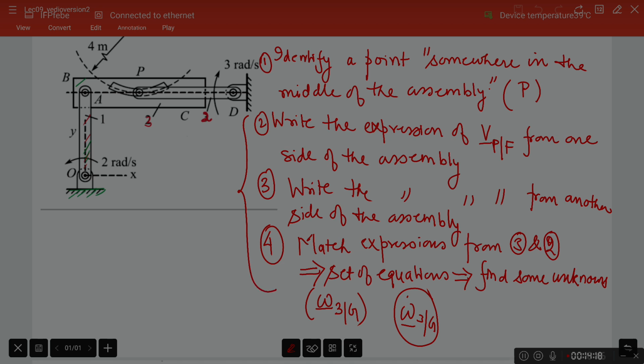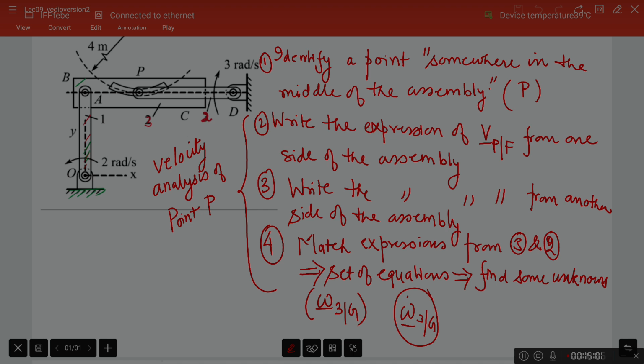These steps, 2, 3 and 4, I call the velocity analysis of point P, as far as this type of problems is concerned. Once you have done the velocity analysis, we will do what is called the acceleration analysis of the same point.